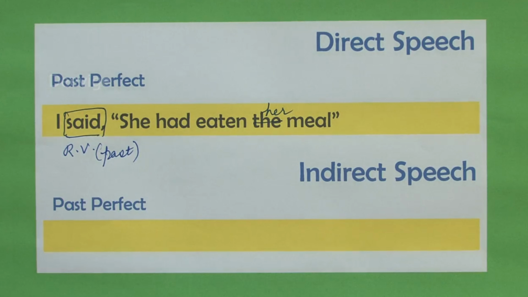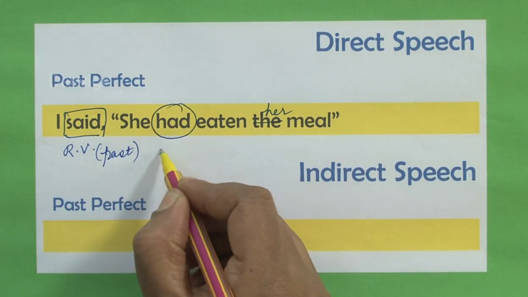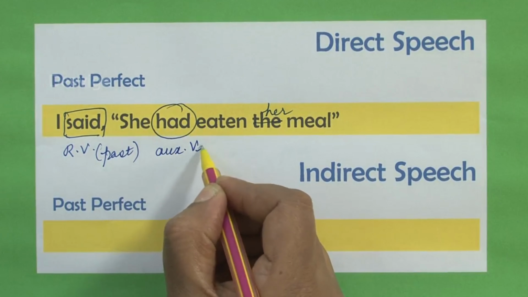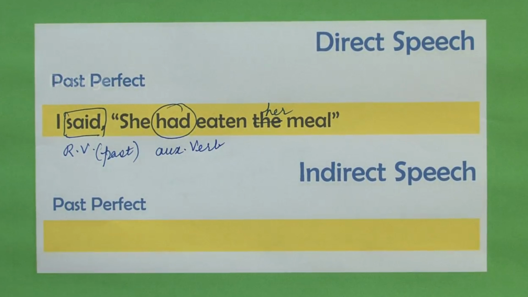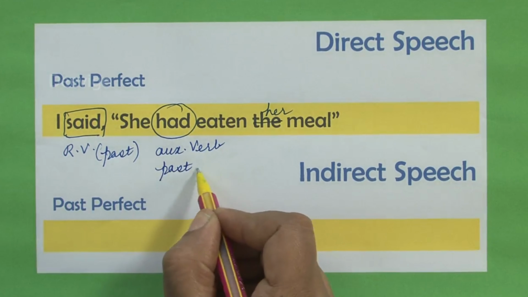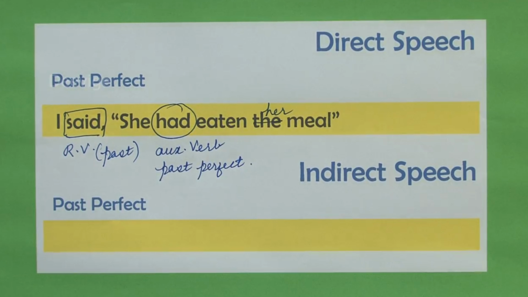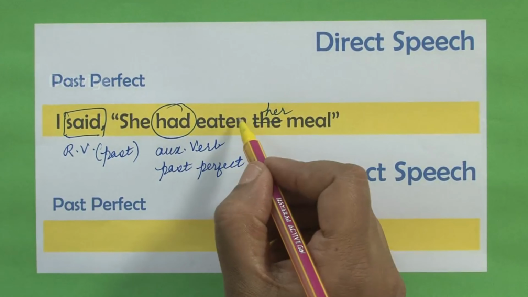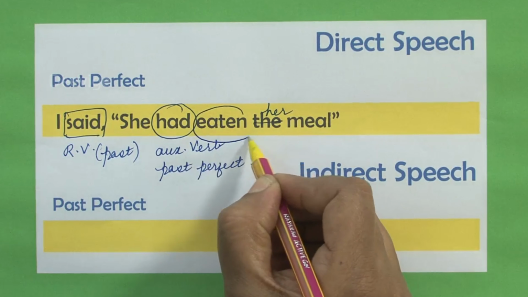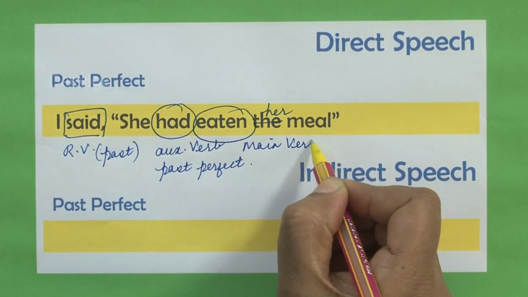Now, again you have the auxiliary verb. You also have the main verb. Which is the auxiliary verb? Had. What is the tense of the auxiliary verb? Yes, it is past perfect. Now, which is the main verb here? Eaten is the main verb. The main verb is eaten.